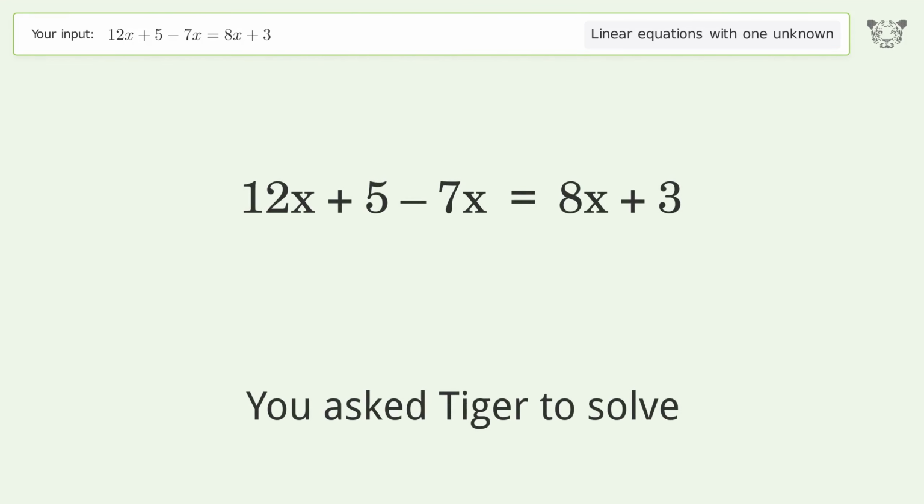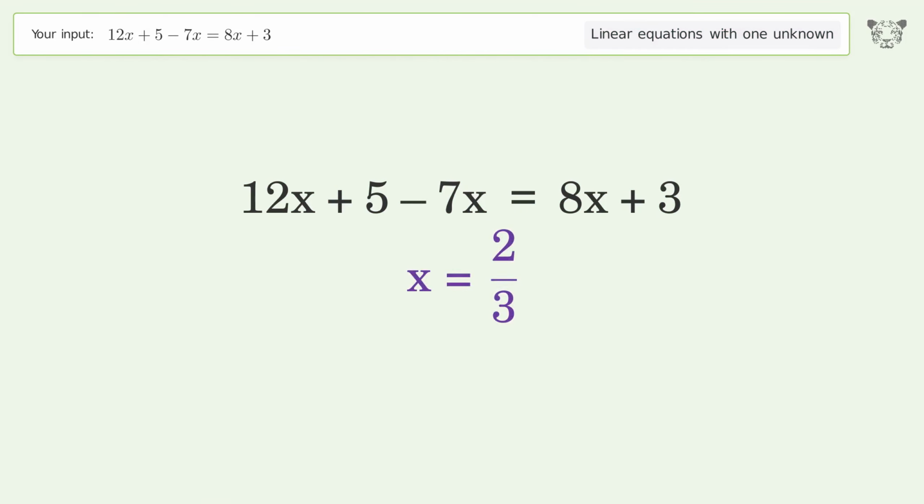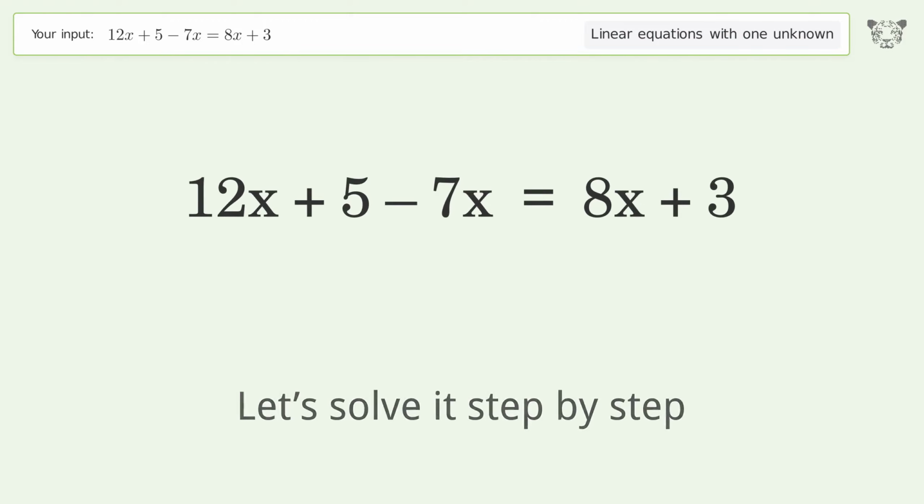You ask Tiger to solve this. It deals with linear equations with one unknown. The final result is x equals 2/3. Let's solve it step by step.